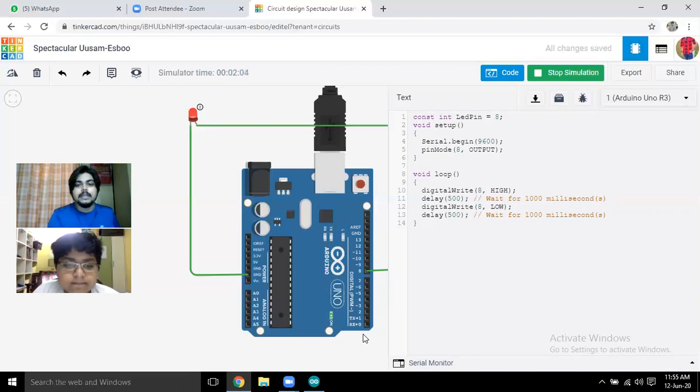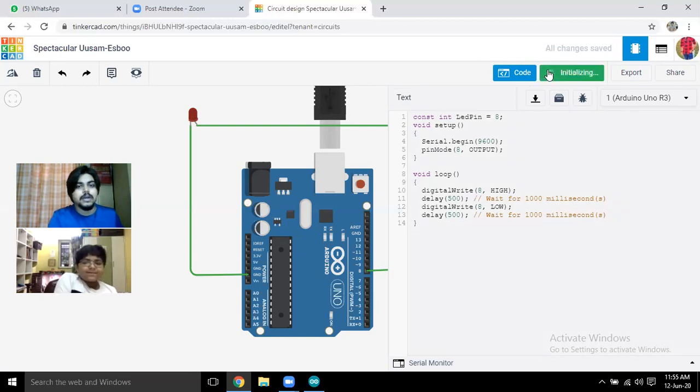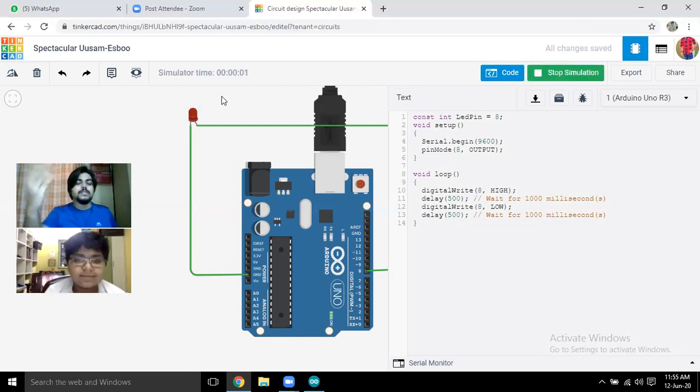Okay, and this is the interface where we do the coding, and we will be stopping the simulation now. And if you want to see our output again, we will just start the simulation procedure.